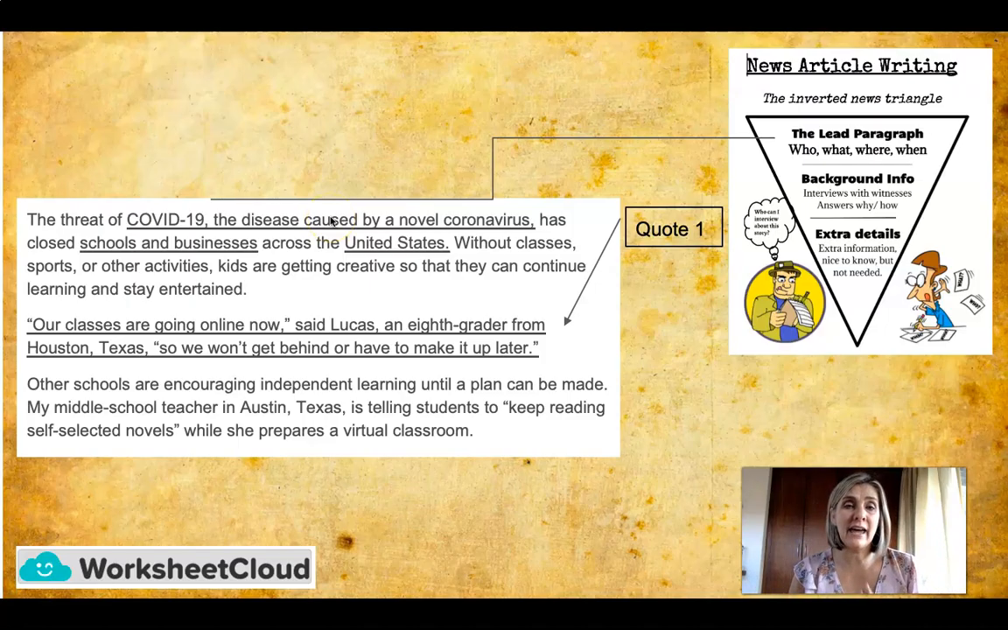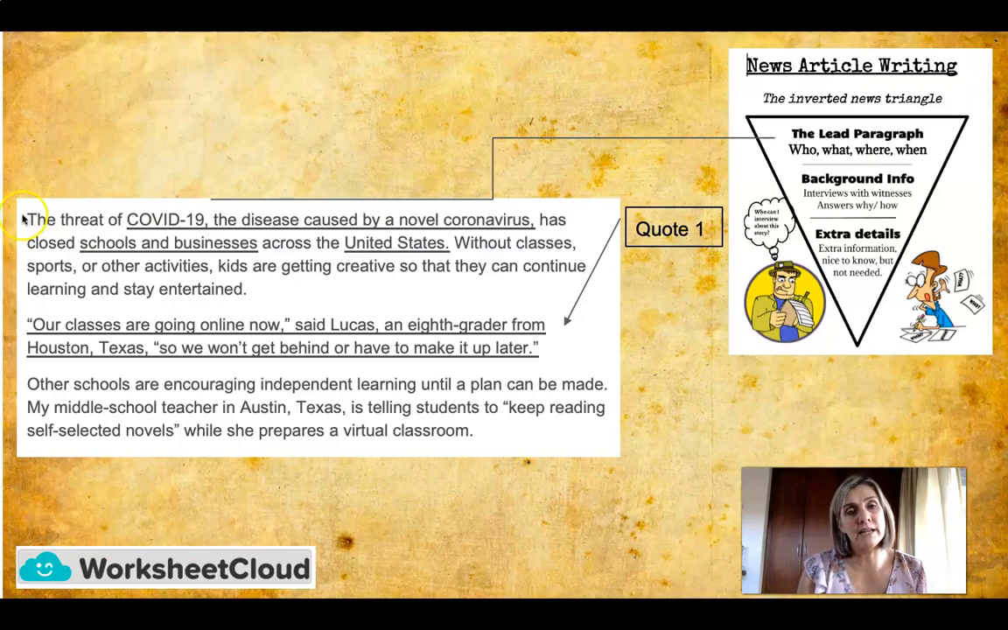So does it have your 5 W's? Who, what, where, when, why? And it can have the how. So let's take a look. Does it have who? Yes, we're talking about schools and businesses across the United States. That's the who. What are we talking about? We're talking about COVID-19, this coronavirus.